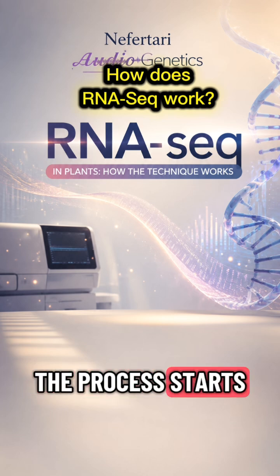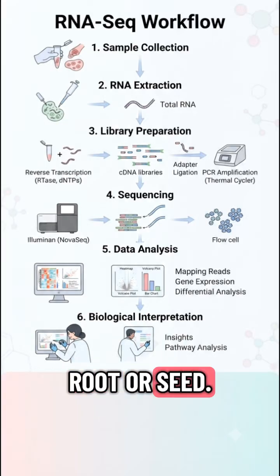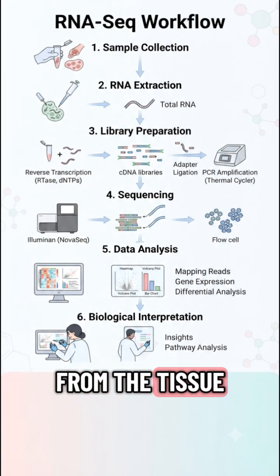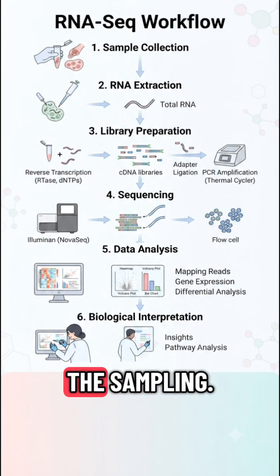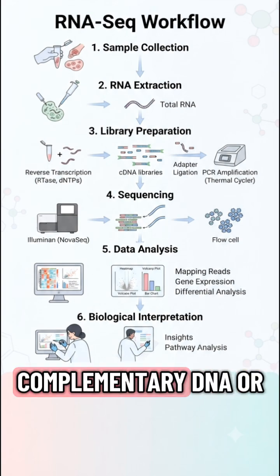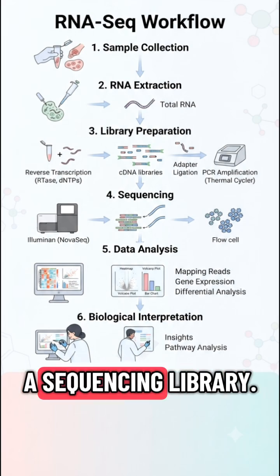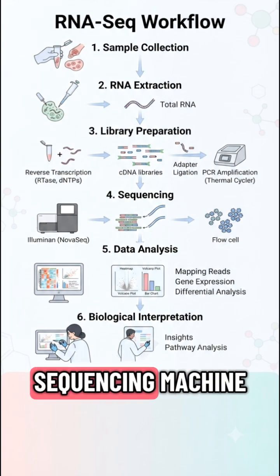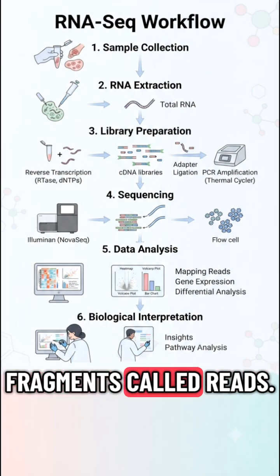The process starts with a plant sample such as leaf, root, or seed. Scientists extract RNA from the tissue, which represents the transcripts present at the time of sampling. The RNA is then converted into complementary DNA, or cDNA, and prepared as a sequencing library. The library is loaded onto a sequencing machine, which generates millions of short sequence fragments called reads.